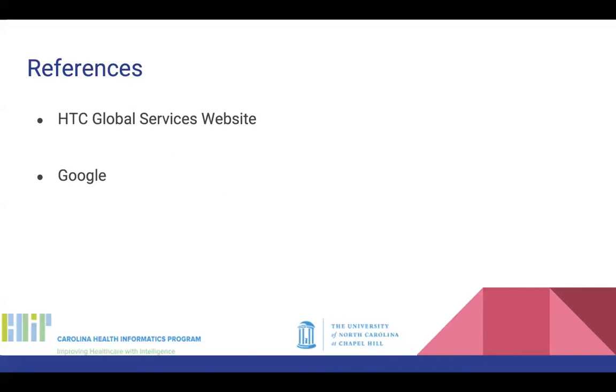I took references from the HTC Global Services website and also from Google to get the pictures of the applications as well.